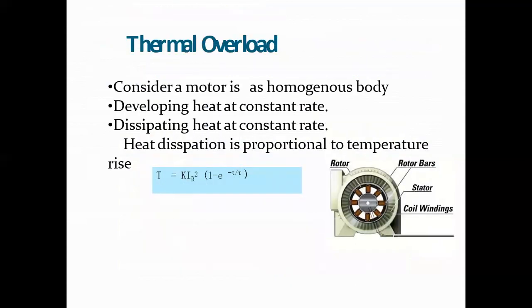Thermal overload. Consider a motor as a homogeneous body, developing heat at a constant rate and dissipating heat at a constant rate. Heat dissipation is proportional to the temperature rise. Therefore, T is equal to K I R squared times (1 minus e raised to minus t upon lambda). In this image, we are seeing the rotor parts of the motor, in which rotor bars, then stator and coil windings are shown.